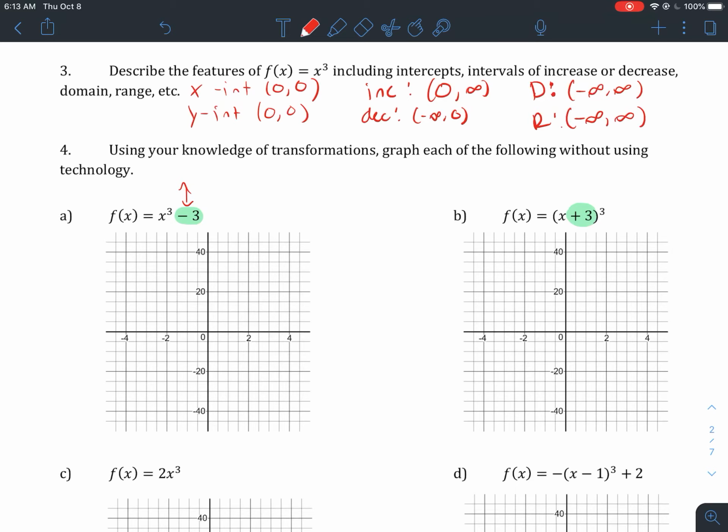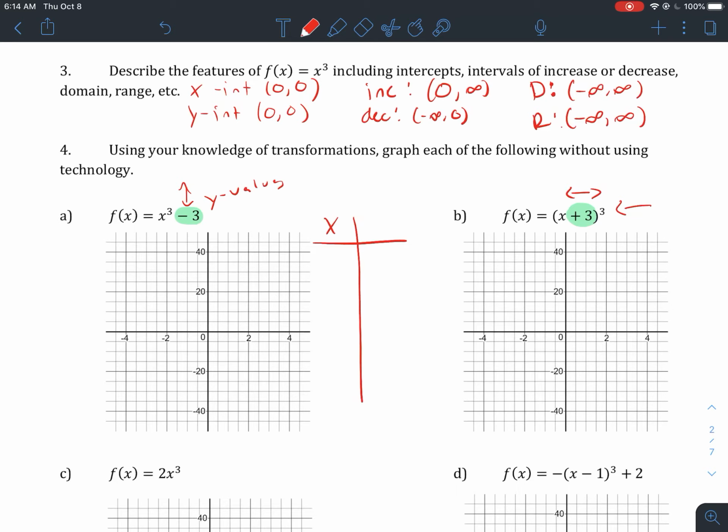This guy is going to shift your x values by 3. So this shifts the y values, which means it's going to shift up and down. This shifts the x values, and it does the opposite. So this is actually going to shift our x values in the negative direction by 3. All right. So let's see what happens here.